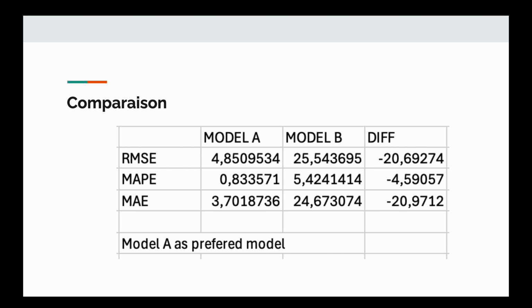We can therefore conclude that Model A would be preferred if accuracy is the only measure of success for the model. Thank you for listening and have a wonderful day.